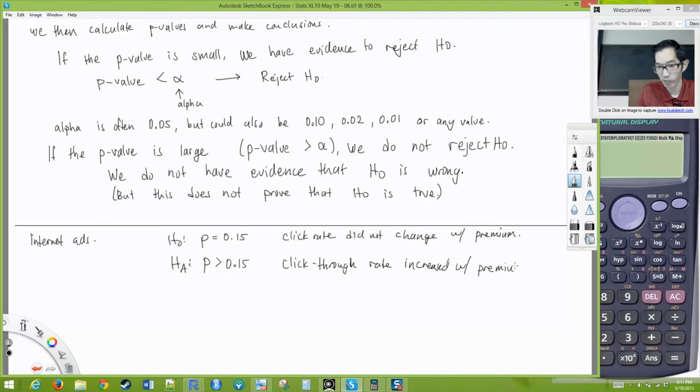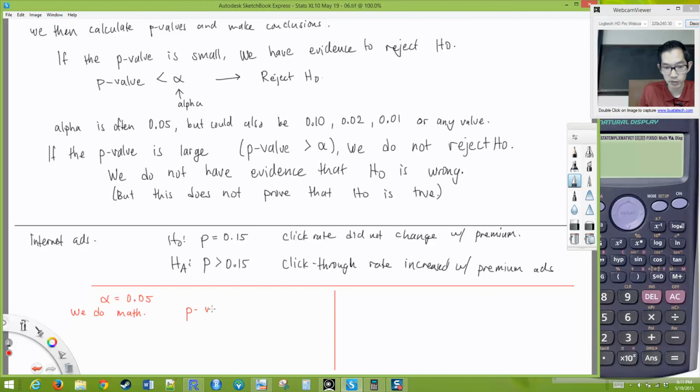Okay, so let's say we have alpha equal to 0.005, and we do the math, and we get p-value equal to 0.09. What do we conclude? Yeah, what do we do? I'm just making it up, okay? 0.09. I'm just saying, we choose our alpha.